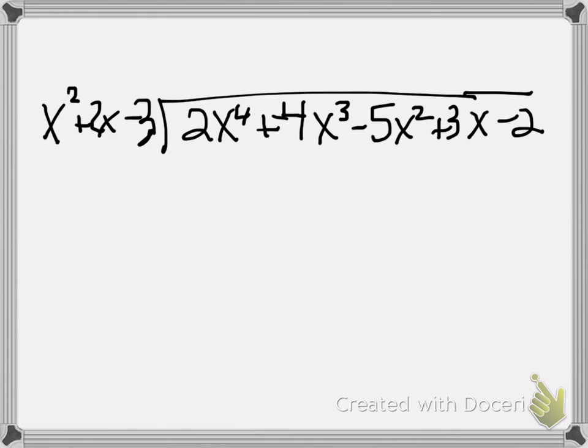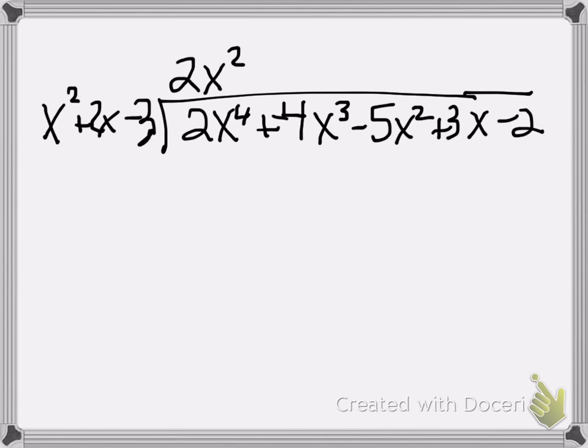All right, now you're ready to divide. This time you're taking the x squared into everything, and you're forgetting about the 2x and the -3 until you get to the very end of the distribution, and then you distribute. So how many times does 1x squared go into 2x to the 4th? Well, 1 goes into 2 times. X squared goes into x to the 4th, x squared times.